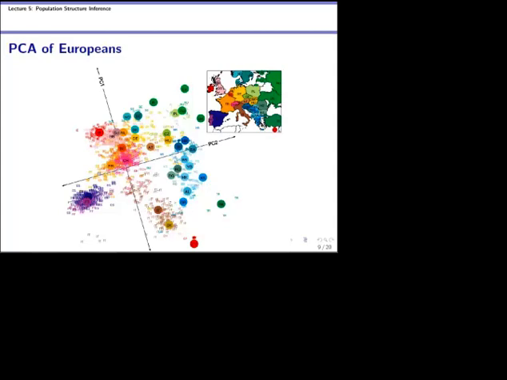So this is the map of Europe, and you see that the top components corresponded quite well with geography. So this is within Europe. You see, for example, Portuguese clustering here, and all these different Italy and so forth. There's a nice correspondence between PCA and the map of Europe. Questions? What was the sampling?